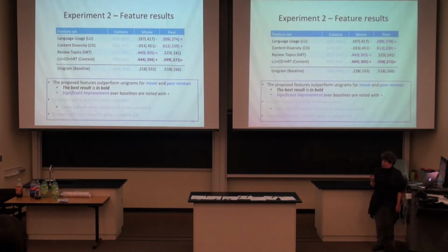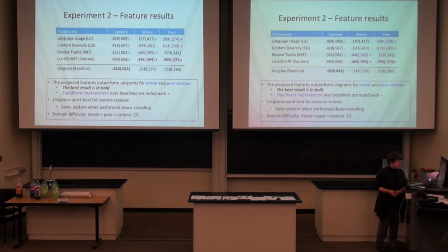Okay, and so here are the results. Here we see our features: these are our 3 new features in isolation and combined. Below the line is the baseline. Here are our 3 corpora, and here are our values. The bold values, which may be harder to see, are the best result in the column, and the plus means that this result is better than the baseline. First, you can see that for the movie and peer reviews, we're doing well with our new features. The best result considers all the content features together, and both that and some of the features in isolation significantly outperform our baseline.